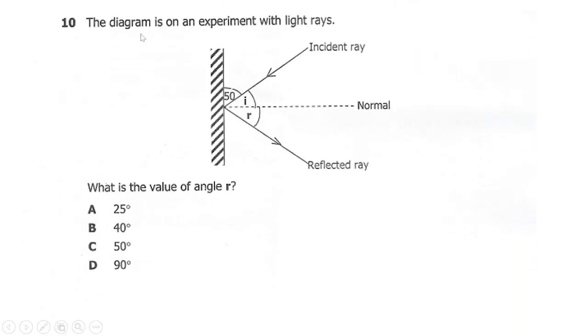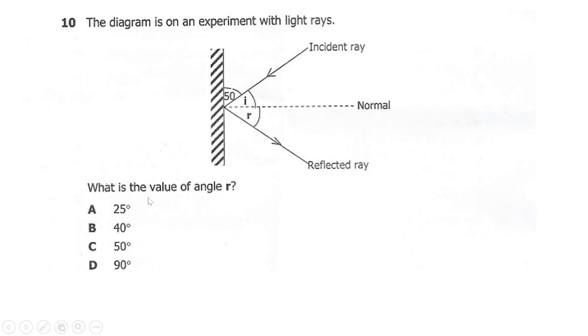Then we move to 10. The diagram is on an experiment with light rays. Okay, so this is actually a reflection of light. So this is an incident ray on a mirror which gets reflected, and this is the normal. So this is the angle of incidence, and this is the angle of reflection. So according to the law of reflection, the angle of incidence is equal to the angle of reflection.